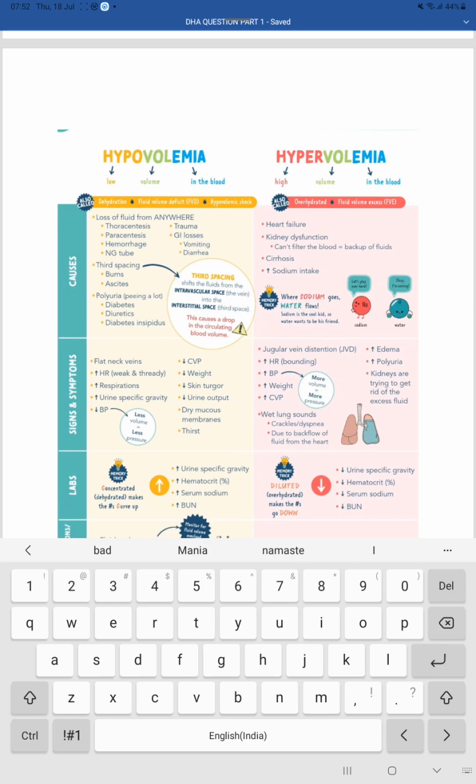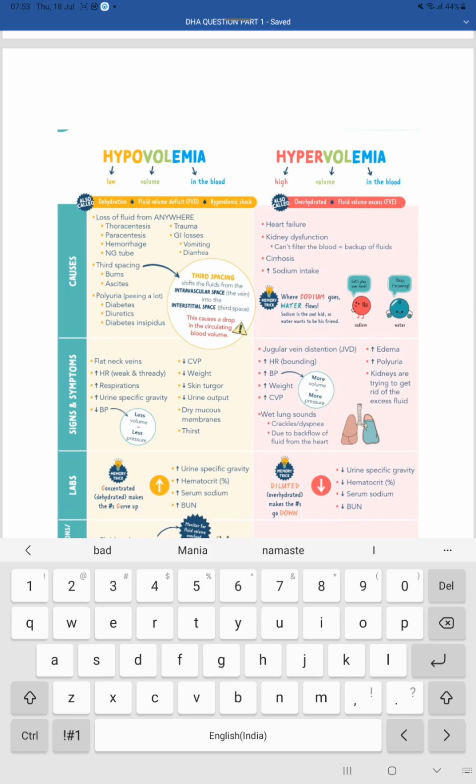Because of that, there will be jugular vein distension, increased heart rate, and since there is too much blood, you will get a bounding type of pulse. Increased BP, because more volume of blood gives more tension in the blood vessel. Increased weight gain because of excessive fluid, increased cerebral venous pressure, and increased edema because of too much fluid. Increased volume of blood also results in polyuria.